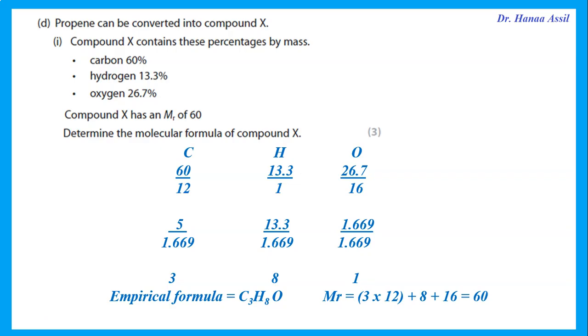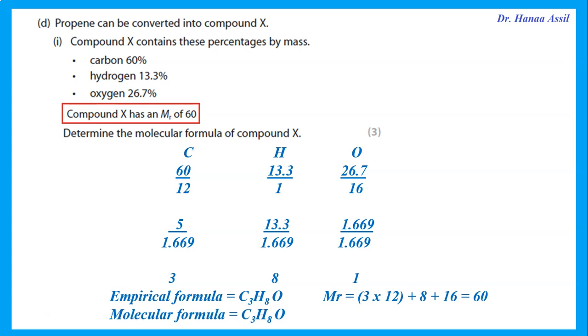Now, we were told that the molecular mass should be 60. Well, let's take a look at the MR of this. When we calculate the MR of this empirical formula, which is supposed to be the simplest ratios of the molecule, it does come out to 60. So this actually is the molecular formula of my compound. So the molecular formula is the same as the empirical formula in this case.